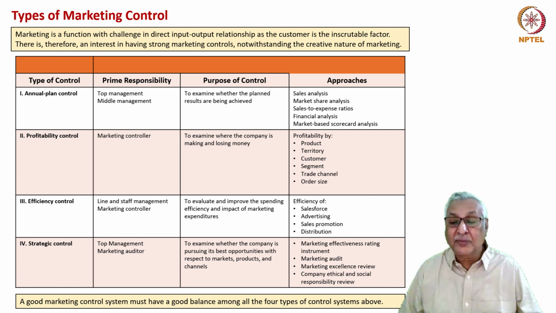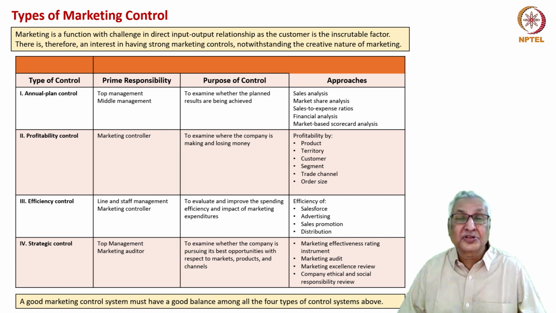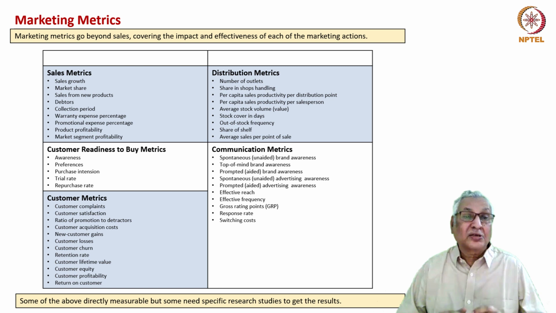We also must look at company ethical and social responsibility review. Times are going to come when the company's social responsibility is going to have a big impact on the marketing. I have illustrated in a previous lecture how Britannia's Homepreneur program has helped the company achieve greater stewardship in the CSR field and have collateral marketing impact. A good marketing control system should have a proper balance among all the four types of control systems that I have indicated herein. But there would be marketing metrics, and marketing metrics would cover sales and beyond.